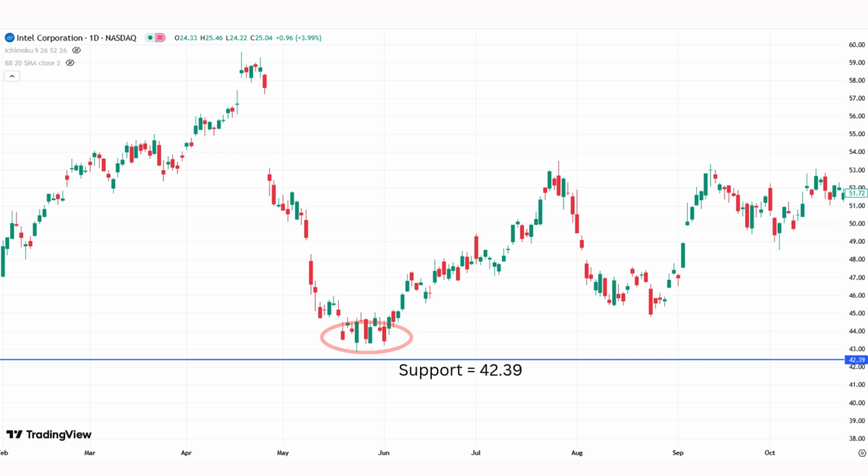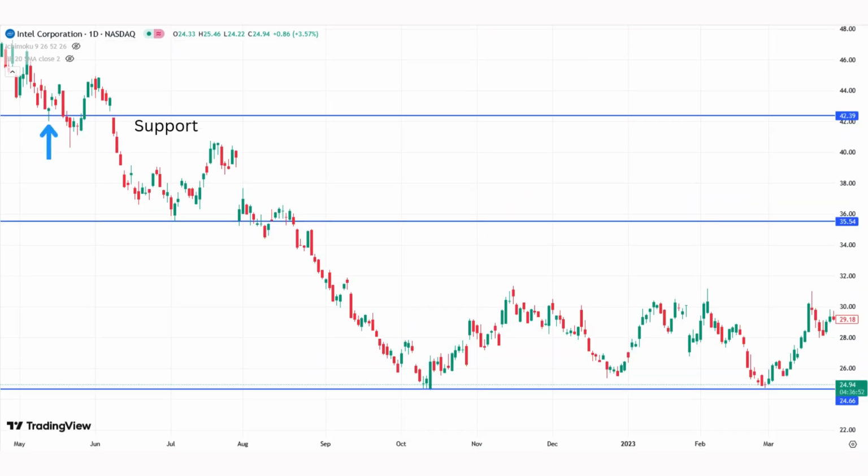This support also worked fairly well in late May 2019. Although price did not touch 42.39, someone who used this support to predict a bottom and a rebound would have been rewarded. And this support again worked well in May 2022.